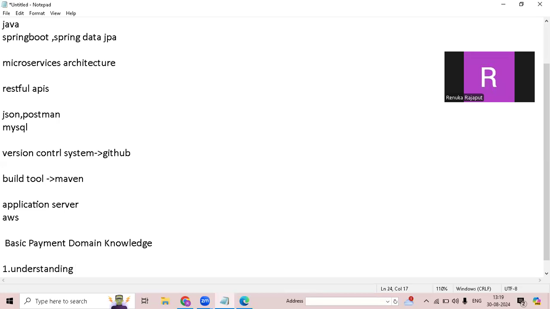Understanding payment system. So the payment system is the backbone of any e-commerce applications. It is responsible for handling all monetary transaction between the customers and merchants. So we need to understand here what is payment system. Payment system is nothing but the backbone of our e-commerce applications. So it is responsible for handling all monetary transaction between customers and merchants.